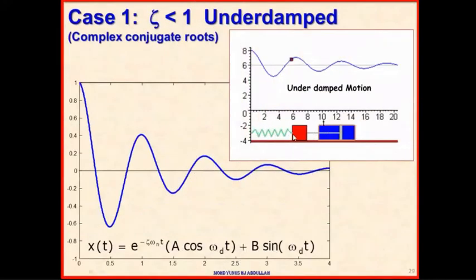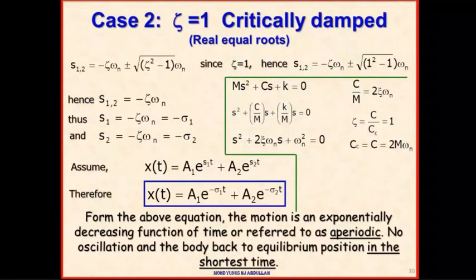Look at here. So that is when zeta is less than 1, under the underdamp condition. Move to the next one, when zeta equal to 1. From the above equation, this is the equation.